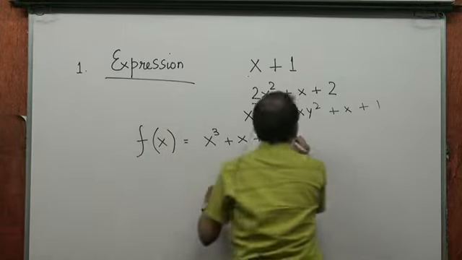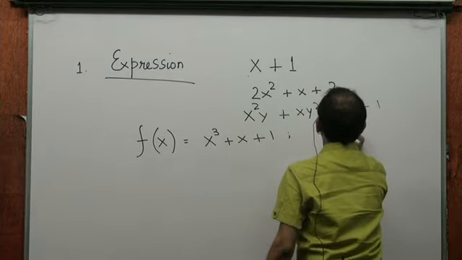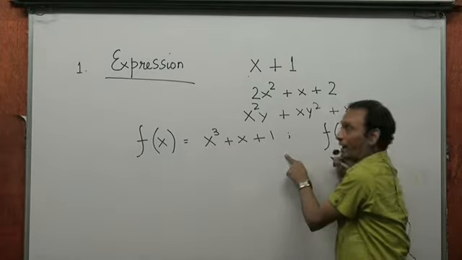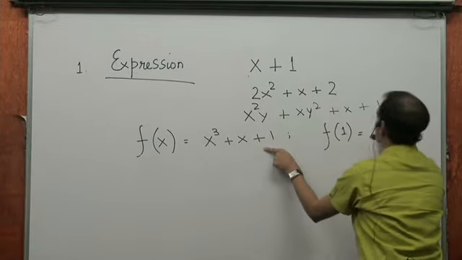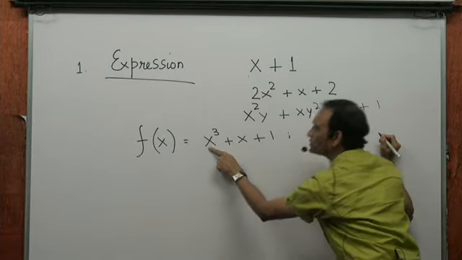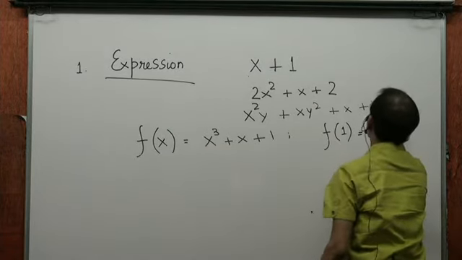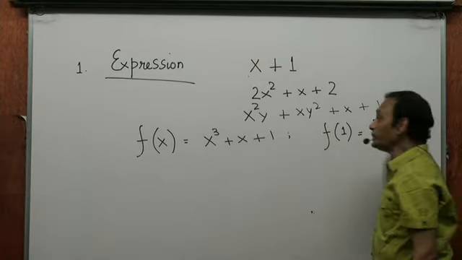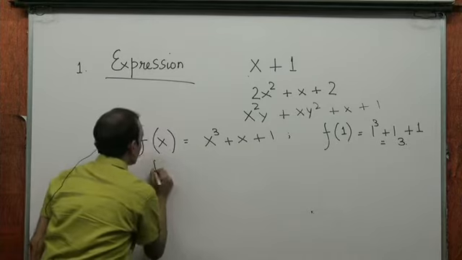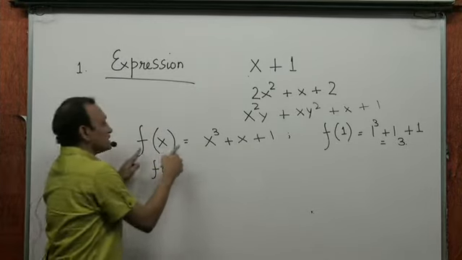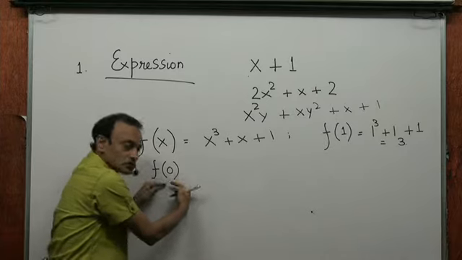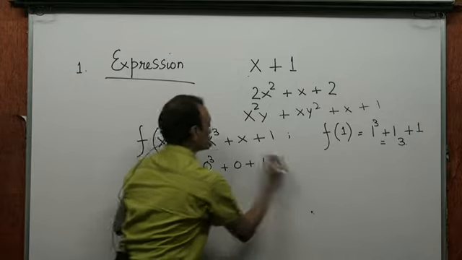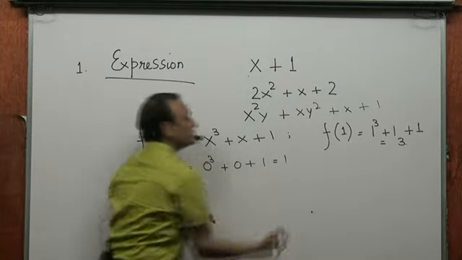Now, f of 1 would mean the value of this expression at x equal to 1. Put x equal to 1 in this: 1 cubed plus 1 plus 1. That makes it 3, right? If I write f of 0, it means the value of this expression at x equal to 0, which is 0 cubed plus 0 plus 1, that makes it 1, and so on and so forth, right?